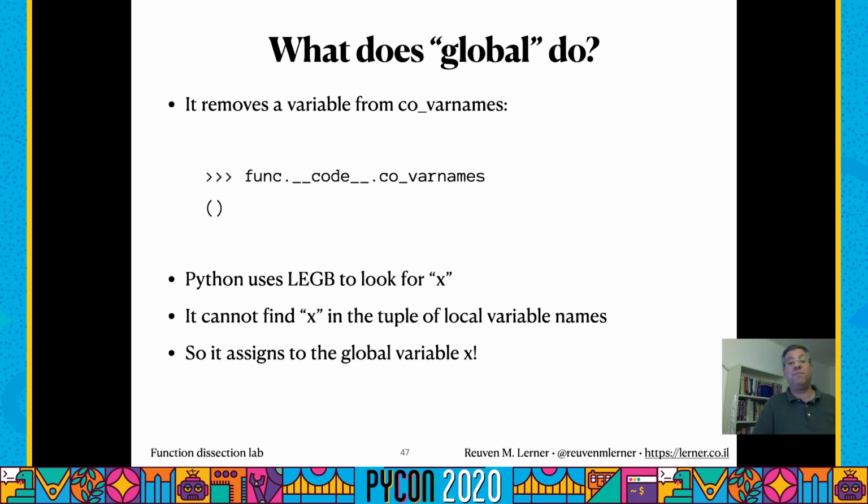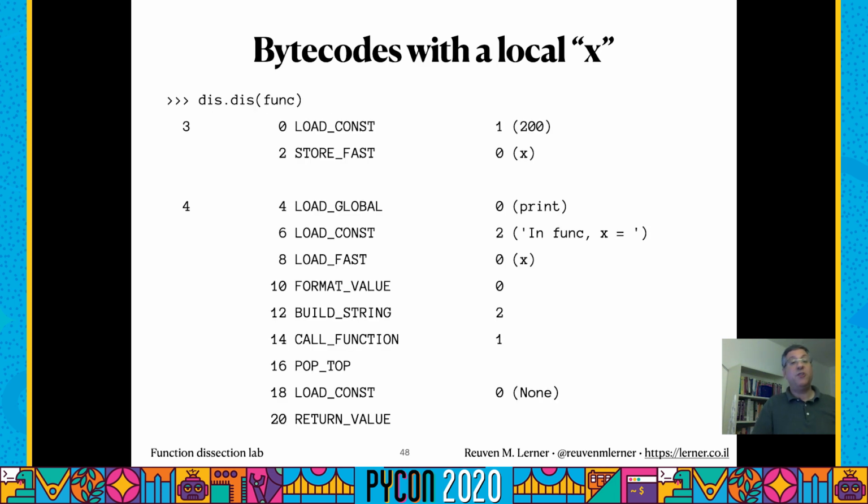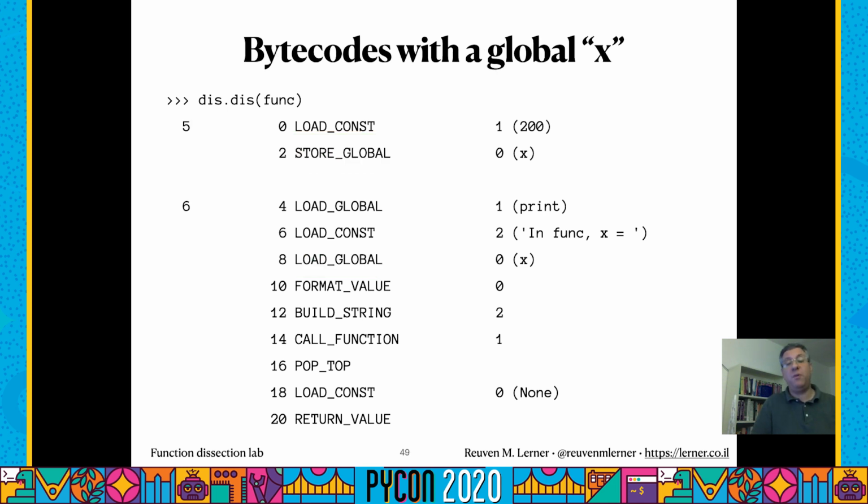globals, which is fine. Let's use dis.dis to break apart these functions and see both the non-global and the global version. So with a local version of x, without the global statement, we can see that the bytecodes include STORE_FAST and LOAD_FAST. STORE_FAST and LOAD_FAST mean local variables. But when we include the global declaration in our function, notice now it has changed. The bytecodes have changed to be STORE_GLOBAL and LOAD_GLOBAL.